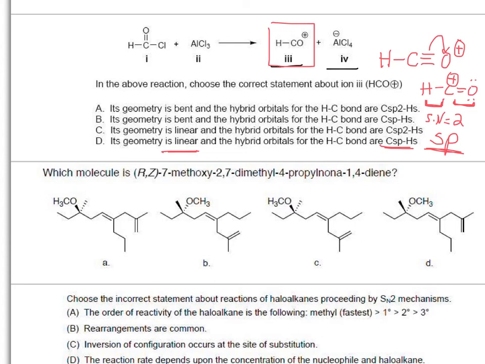All right, next question. Which molecule is R,Z 7-methoxy 2,7-dimethyl 4 and so on? Well, if you notice, all of these are exactly the same molecule, but they vary from each other in two things. A, the stereochemistry of this part, and B, whether something is E or Z. Now notice there are two double bonds, but you cannot say anything about this part right over here because it has two hydrogens, so the E and Z does not matter. So that holds true for the other double bond right over here.